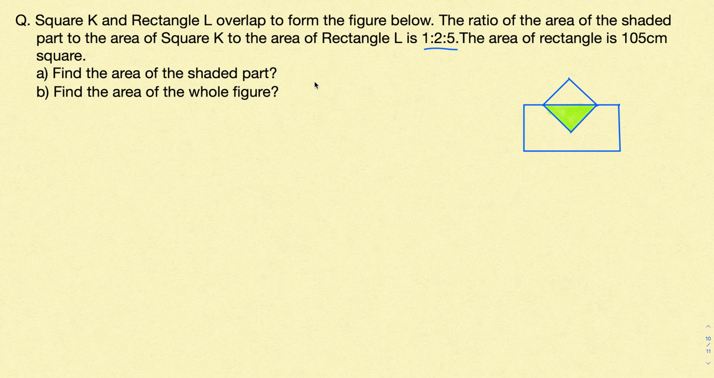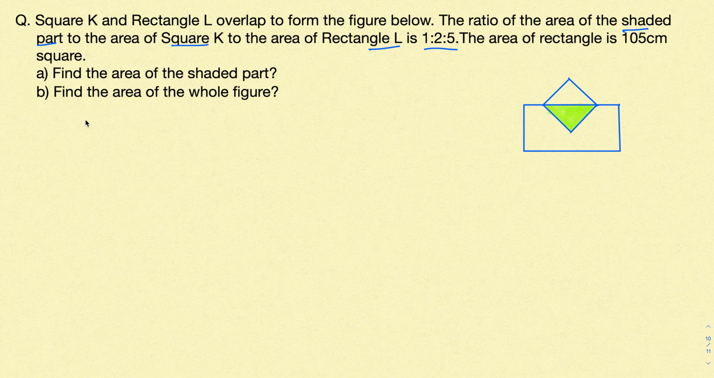Okay, so what we have here is a figure. This is made up of a square, you can see here a square, and it says square K, and a rectangle L. So this is your rectangle, and they are overlapping with each other. So the overlapping part is the shaded area. The shaded area is actually the overlapping part of the square and the rectangle. And we are also given the ratio of the area of shaded part to the area of square K and to the area of rectangle L, and the ratio is 1:2:5.